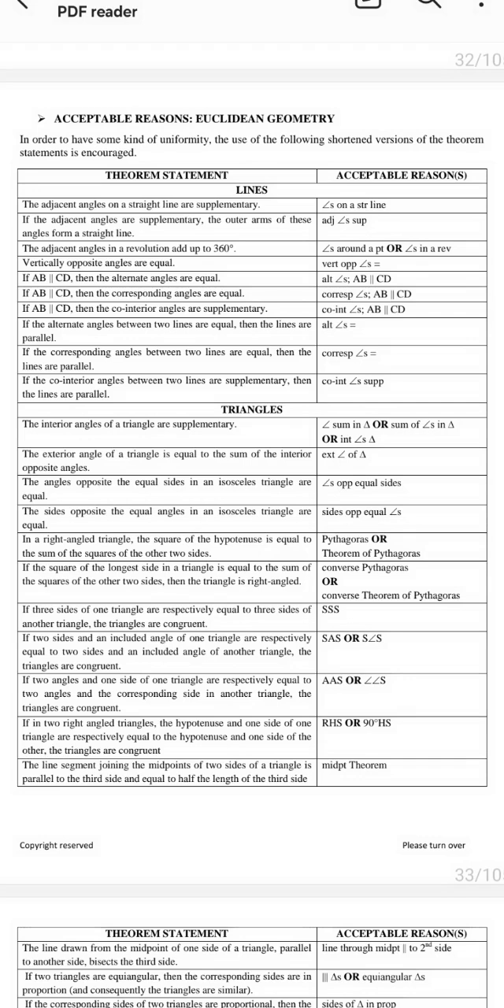Look at the next one. The adjacent angles in a revolution add up to 360 degrees. We say that those are angles around a point. Angles around a point add up to 360 degrees. I'm sure you've seen this in grade 8 and grade 9. If you look at the acceptable reason, you can either use angles around a point, angles around a PT, or angles in a rev.